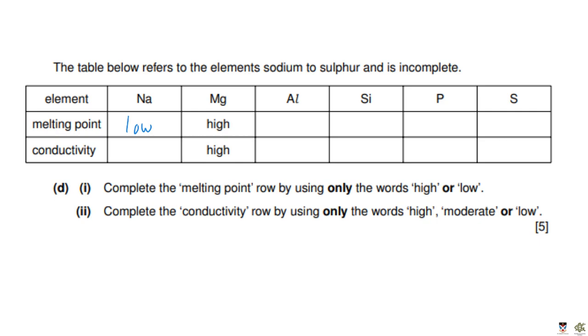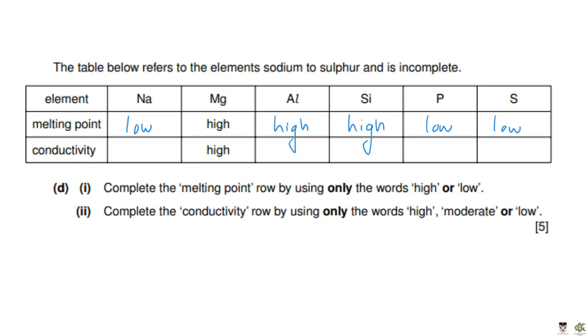Aluminium, stronger metallic bonding than magnesium, so that will be high. Silicon is even higher, so also high. And then we get to phosphorus and sulfur with simple molecular structures, therefore low and low melting points.